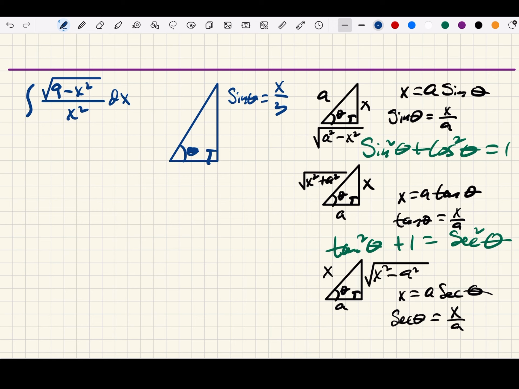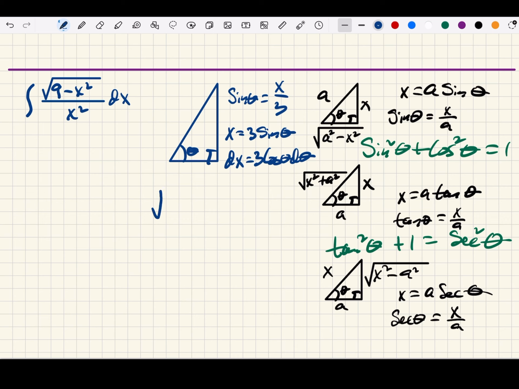Okay, so what does that mean? That means that x is going to be equal to 3 sine theta. And that means that dx is going to be equal to 3 cosine theta d theta. Now, I don't just have x's over there. I got x squares over there.